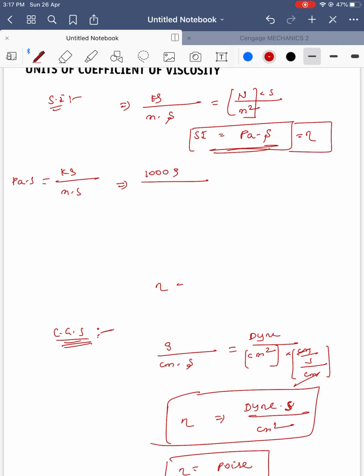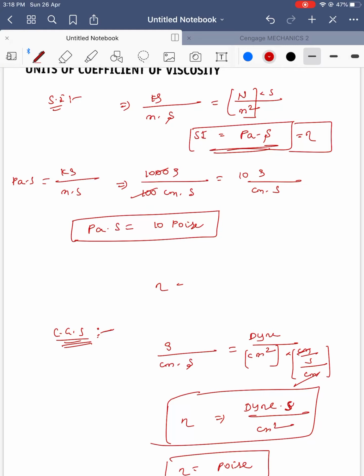I am stressing so much about units because it is very important to solve questions. Many students make mistakes only while converting units. Don't make those mistakes. 1 meter is equal to 100 centimeter, so in SI it is equal to 10 gram by centimeter second. Which means 1 Pascal second is equal to 10 poise.